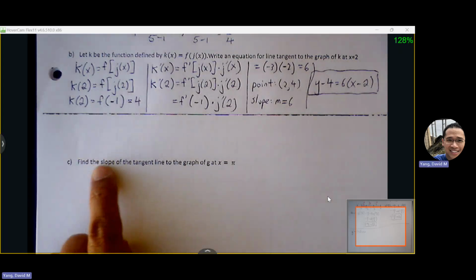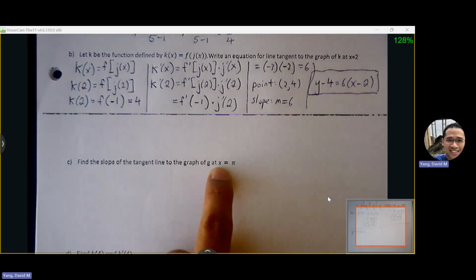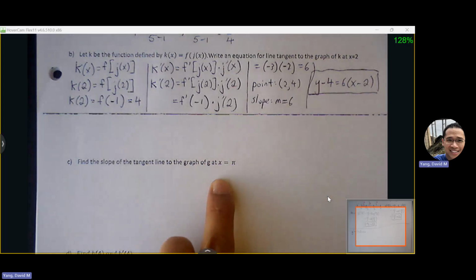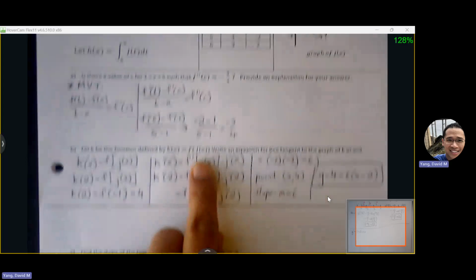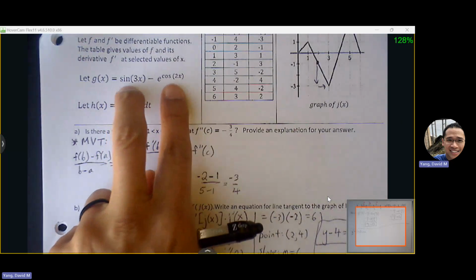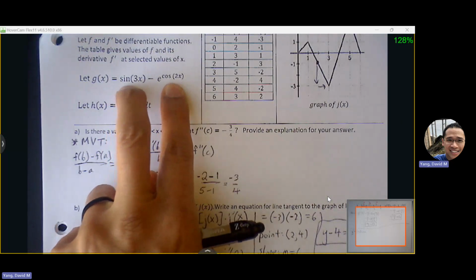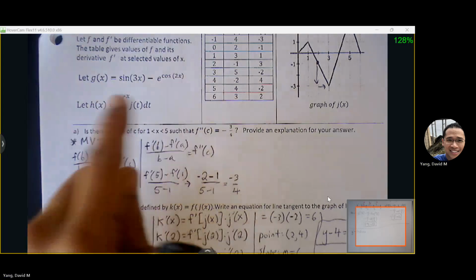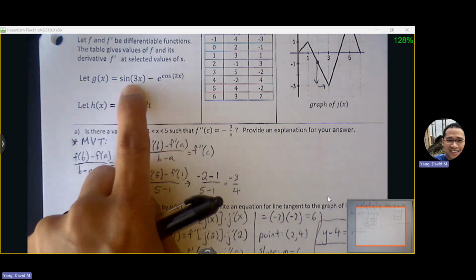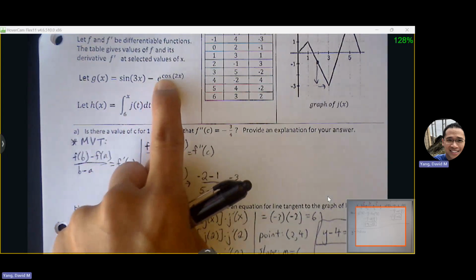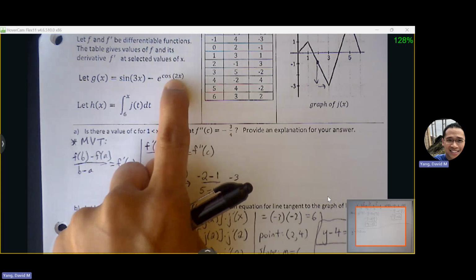Okay, part C, find the slope of the tangent to the graph of g at x equals pi. Similar process, we just now have a function that we're going to be working on here. So we actually are going to involve the derivative rules that we've learned. Sine's derivative is cosine. E to the u is e to the u times u prime. And then cosine of u is negative sine of u times u prime.